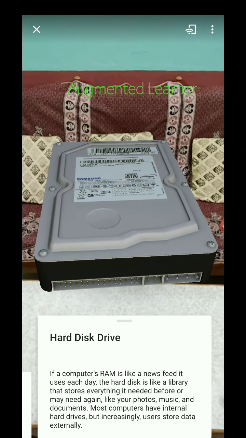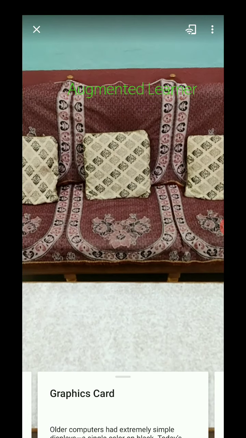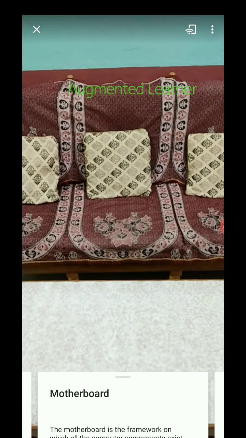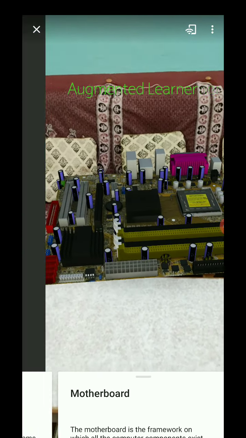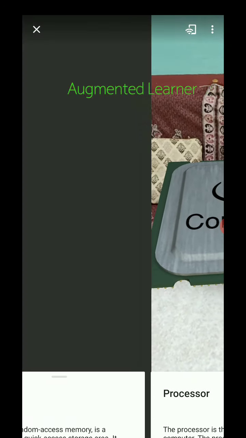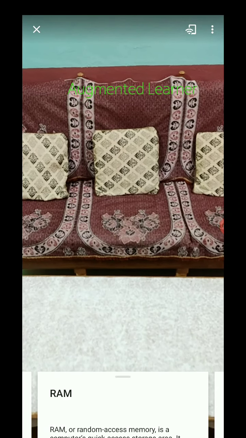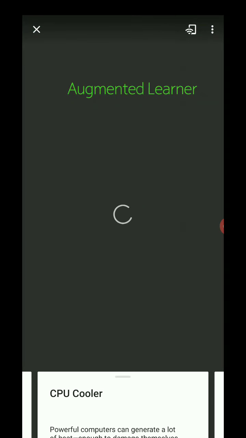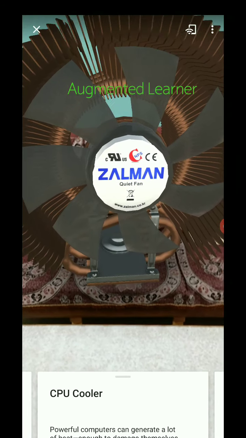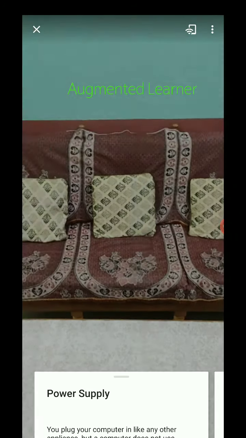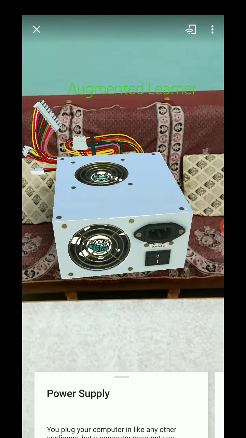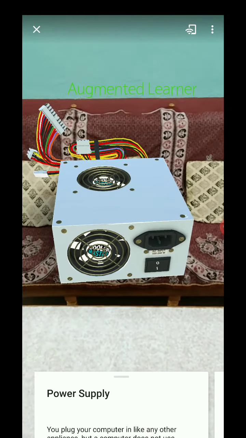Once again, see the pictures. This is the graphics card, motherboard, processor, RAM, CPU cooler, fan, and last, the power supply. I hope you understand the internal components of the CPU and the basics of computers.